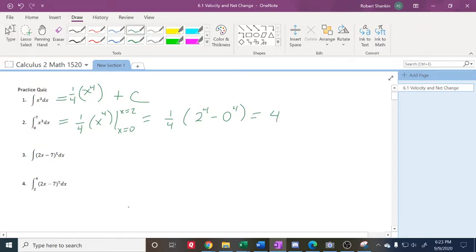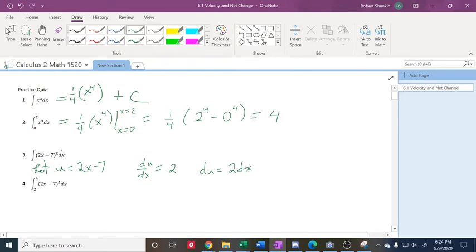With number 3, we can't do this without what we call a u substitution. We let u equal 2x minus 7. Then if we take du dx, we get 2. If you multiply both sides by dx, du equals 2 dx.